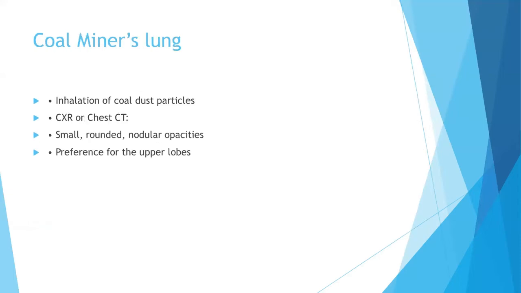So let's talk about some pneumoconiosis. The coal miner's lung occurs with inhalation of coal dust particles. On chest X-ray or chest CT, we can see small rounded nodular opacities, and the preference is for the upper lobes. So remember it like that: the coal comes from underground and affects the upper part, the roof.